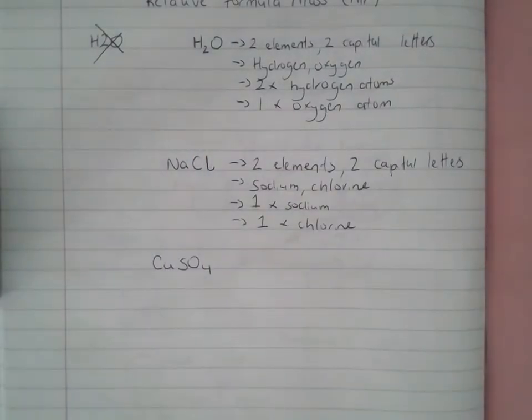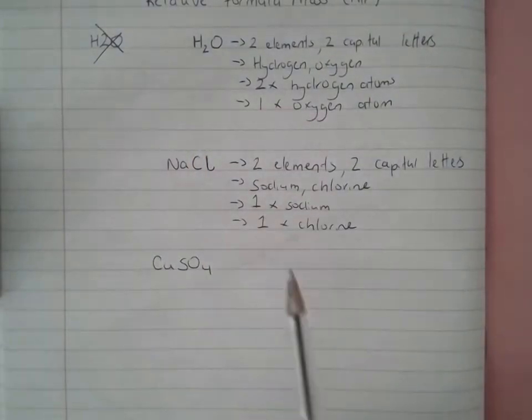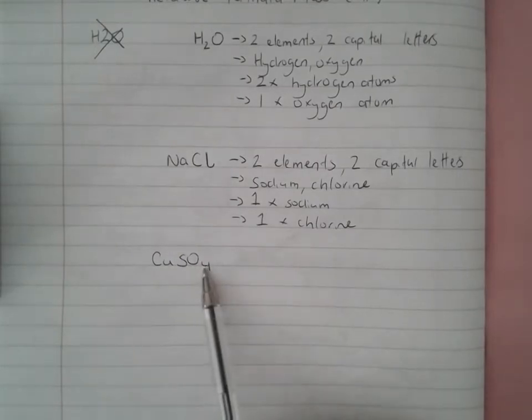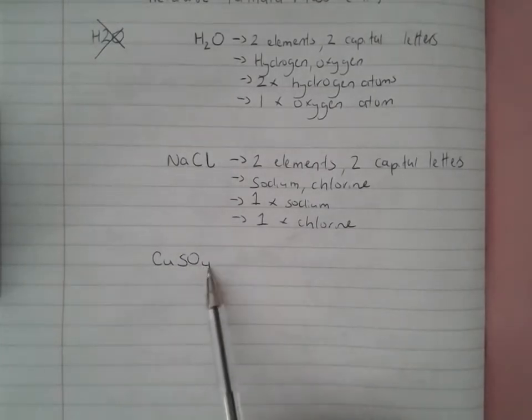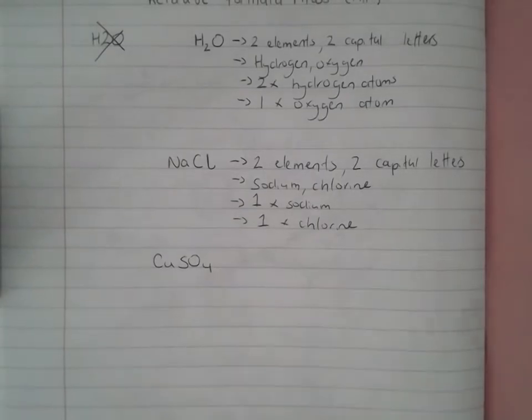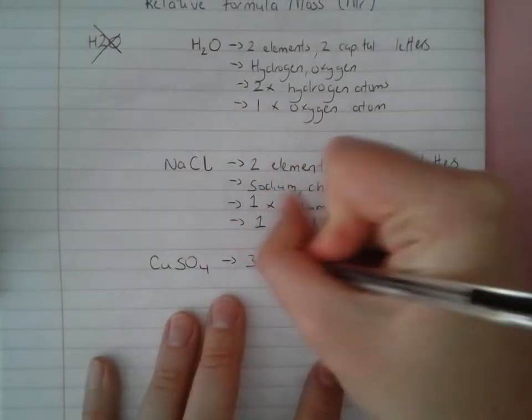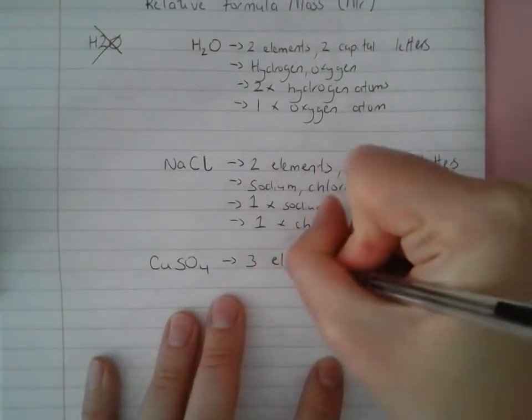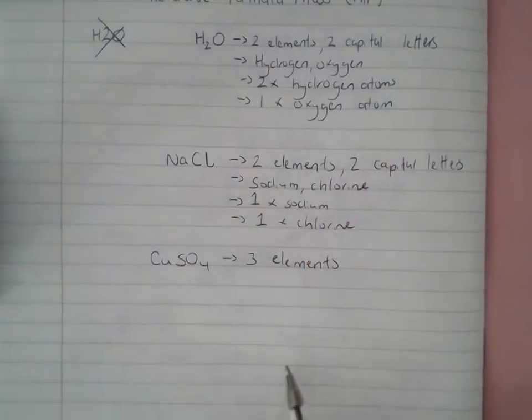Okay, if we look at another example, I'm going to do CuSO4. Slightly longer one. Once again, if I want to know how many elements I've got, I'm counting capital letters. I've got 3 capital letters. That means I've got 3 elements in there. If I want to know which elements they are, I'm going to look at my periodic table.